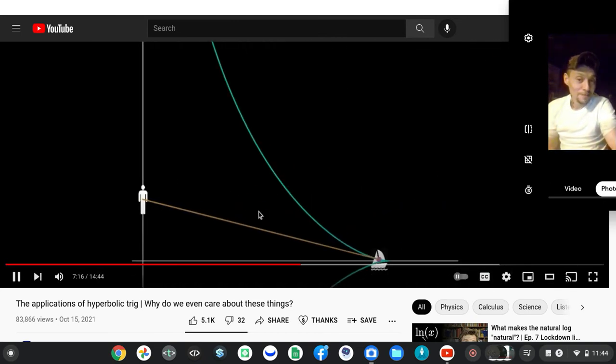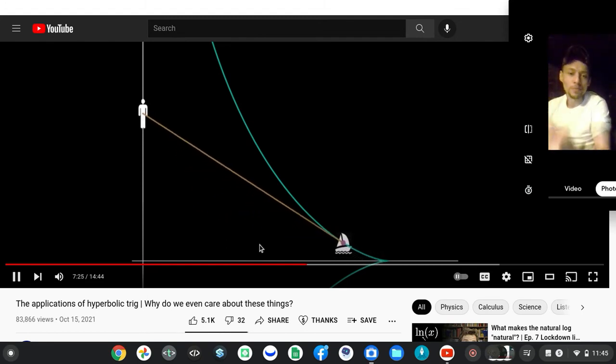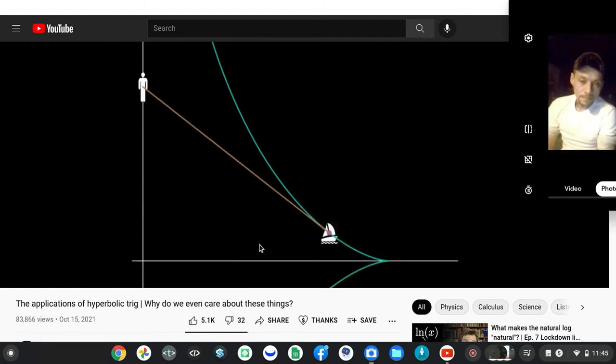You get the same physics constant, the length of the rod. And here you can see the boat move along the tractrix curve as the person walks. But notice that at any point on this curve, the tangent line lies directly on the rod.